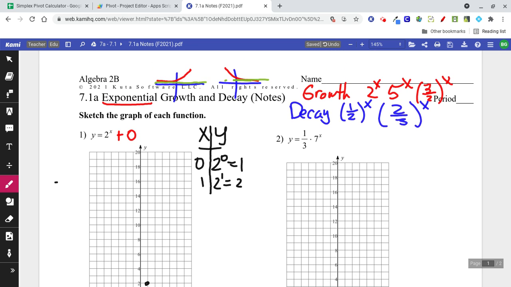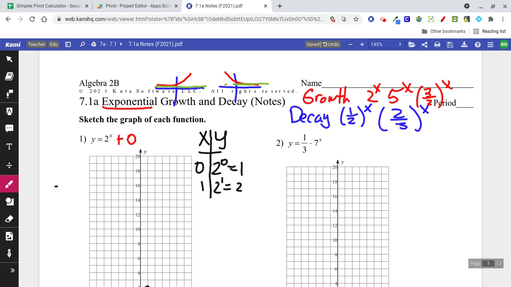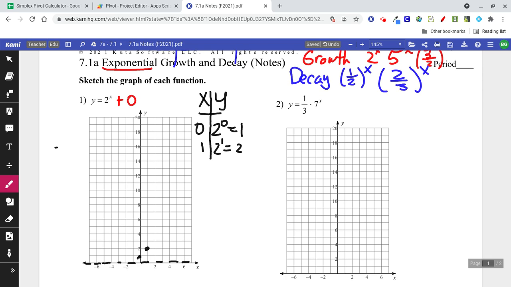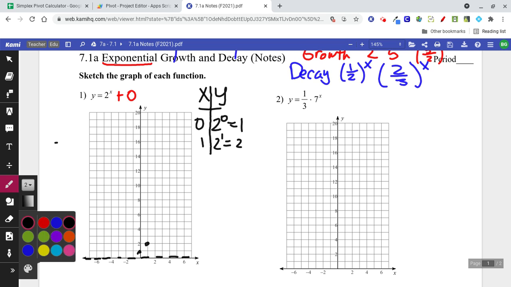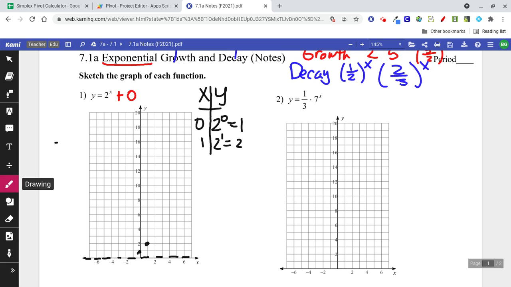If you already know what a growth problem looks like ahead of time before you even start, then I don't think there's much more you need to do. You can make more points if you want, but I'm not going to. What I'm going to do is I know it gets flat on the left side up against this dotted line, and then it's going to curve up like this. All right? So make sure you don't cross over that asymptote.